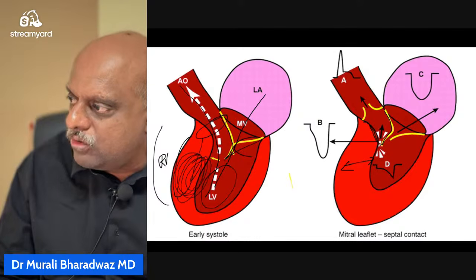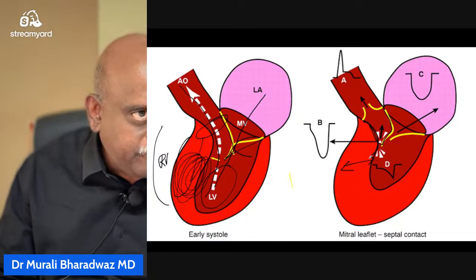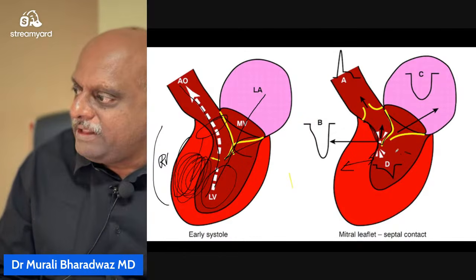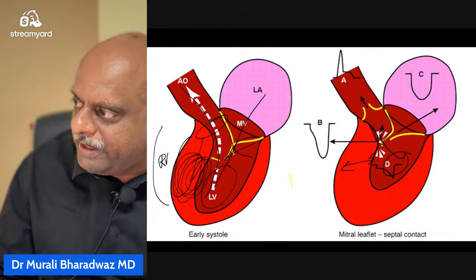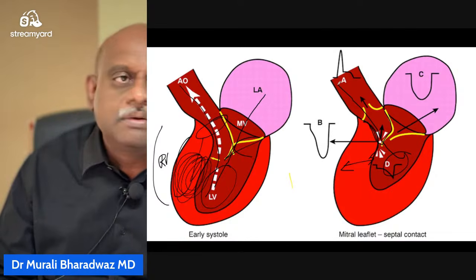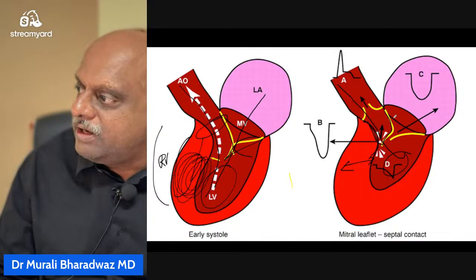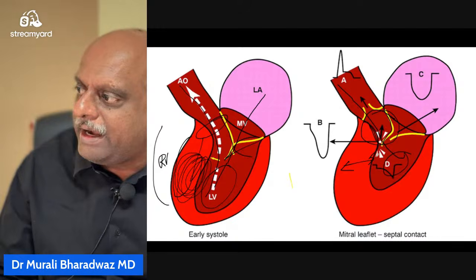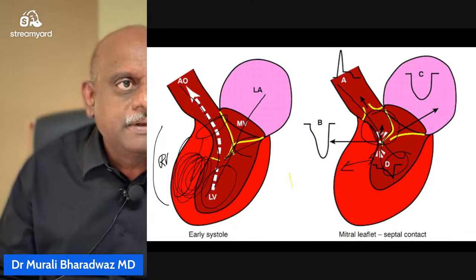comes very close to this hypertrophied septum that when the ventricle is undergoing systole and pushing the blood into the aorta, this left ventricular outflow tract becomes blocked.